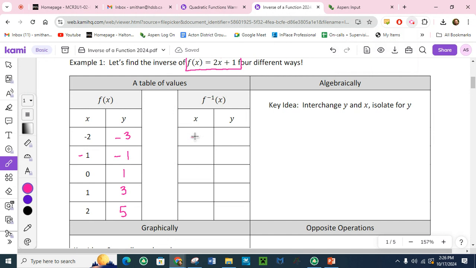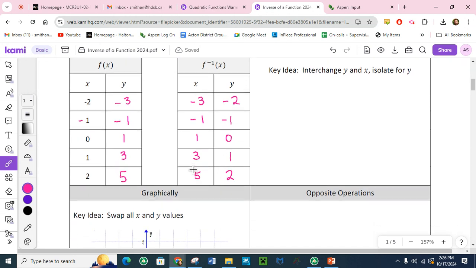So the inverse function would just be, instead of negative 2, negative 3, you just flip-flop the x and y. When you put in negative 3, you get back the original negative 2. And negative 1, negative 1, flip 0, 1, you get 1, 0. So it's pretty neat. Flip 1, 3, you get 3, 1. Flip 2, 5, you get 5, 2. And that's how you find the inverse of a function if you have a table of values. Basically, just swap the x and y.